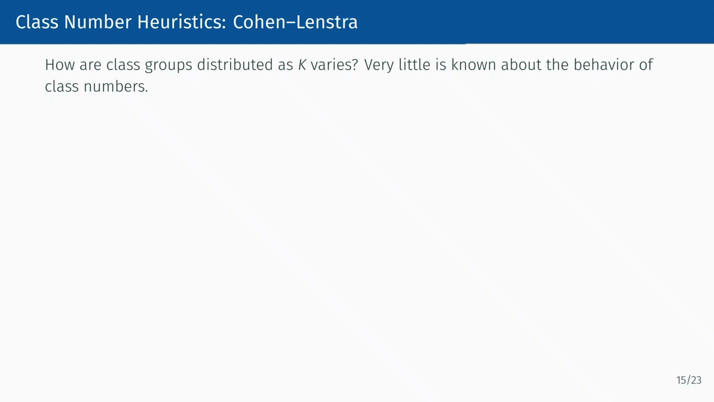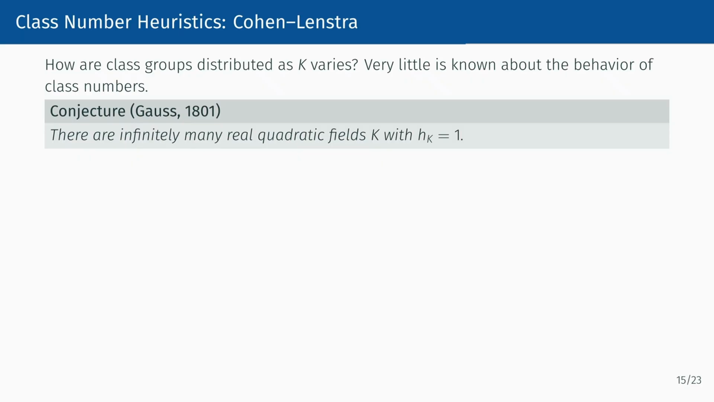Okay, this leads us to the next step of trying to figure out how these class groups or class numbers behave. And this is a very difficult question. Even the simplest question that one can ask is very difficult here. And you can see this by the fact that a simple question that Gauss raised in 1801 is still an open problem, and we have made very little progress towards it. And it's a very simple conjecture: there are infinitely many real quadratic fields with class number 1. It seems plausible, but we have no proof.